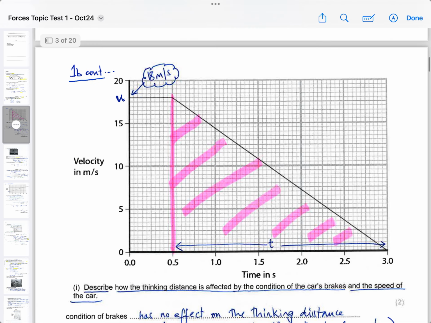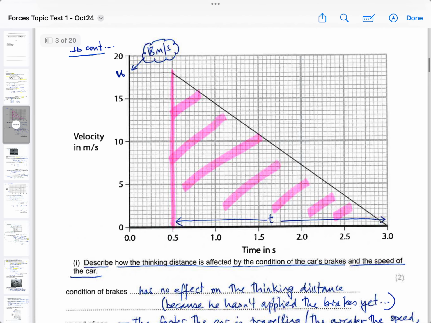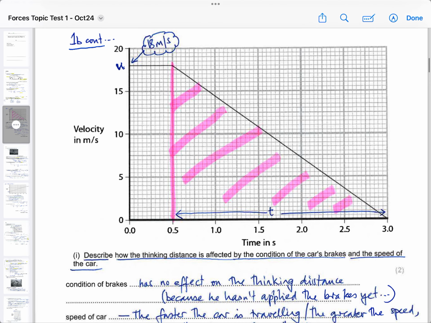Okay, so the first part of the graph from 0 to 0.5 seconds, the rectangle underneath, which is the initial velocity of 18 meters per second according to the scale drawn, is the thinking distance, and the pink area is the braking distance, which I've highlighted because they're going to focus on that. It then says describe how the thinking distance is affected by the condition of the car's brakes, and the speed of the car.